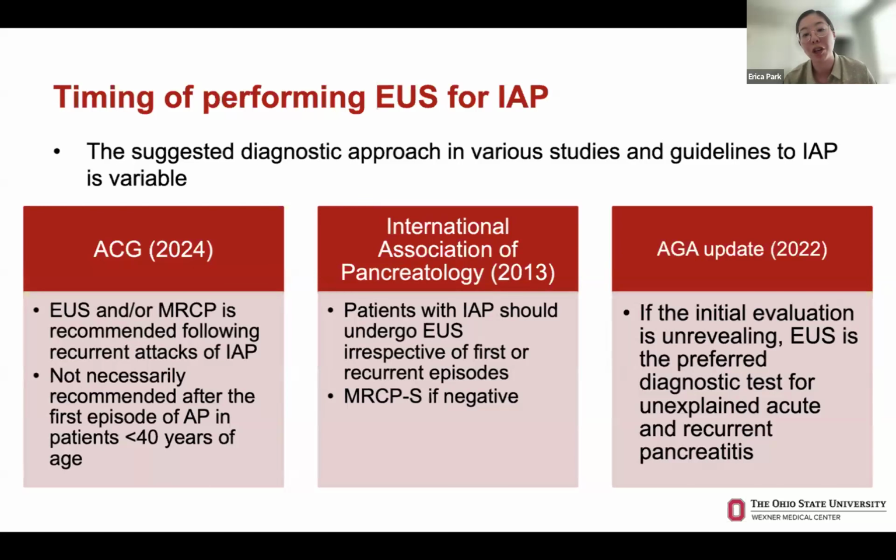For the International Association of Pancreatology, in their guidelines in 2013, they recommended that patients with IAP should undergo EUS irrespective of whether they have had one or recurrent episodes, and then to consider MRCPS if negative. And then in 2022, the AGA also provided updated clinical practice guidelines for acute pancreatitis. And they suggest that if the initial evaluation, including your standard workup, including abdominal ultrasound, is unrevealing, EUS is their preferred diagnostic test for unexplained acute and recurrent pancreatitis.